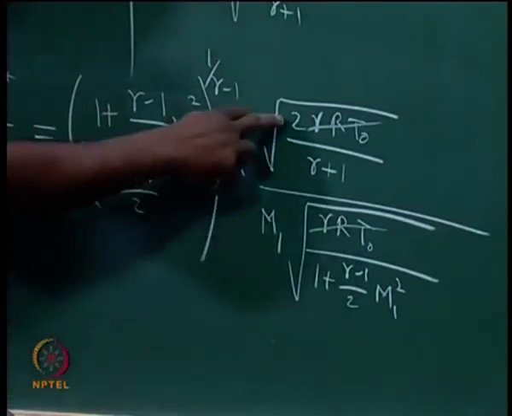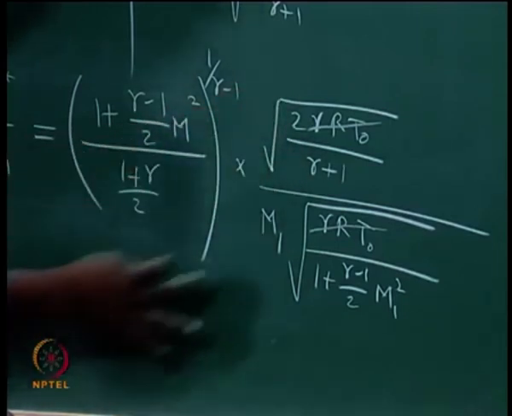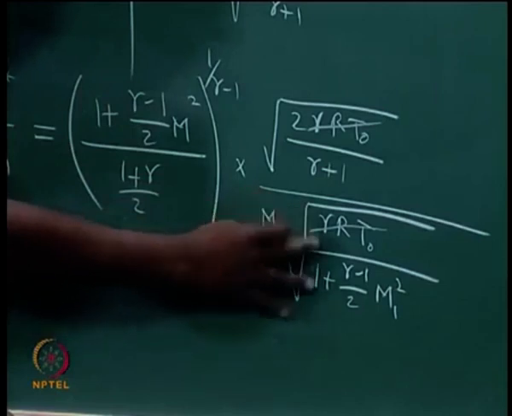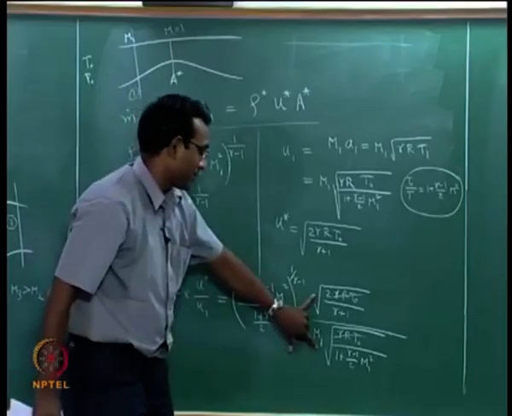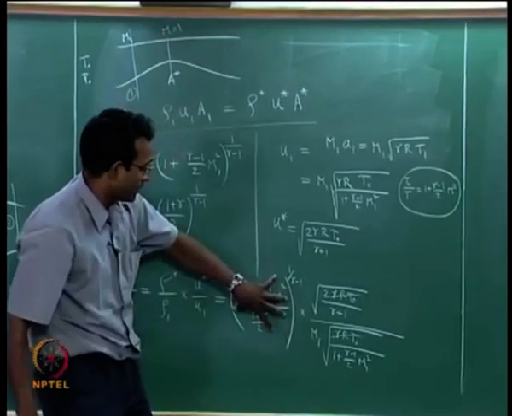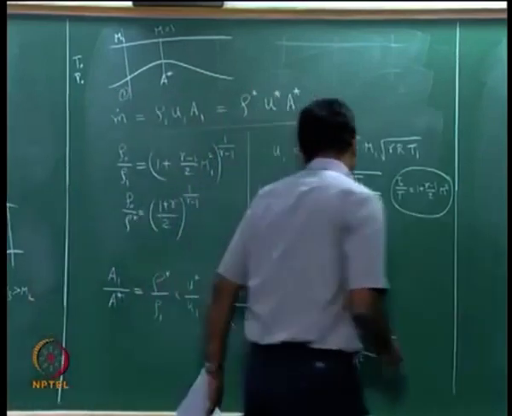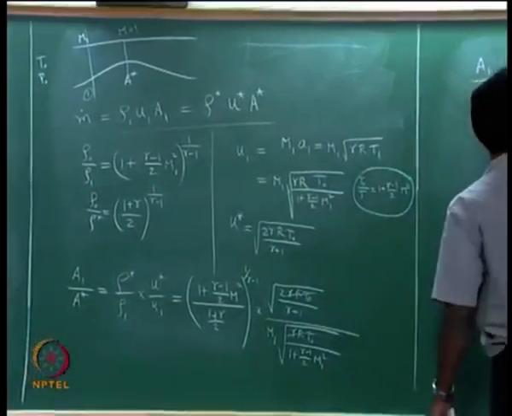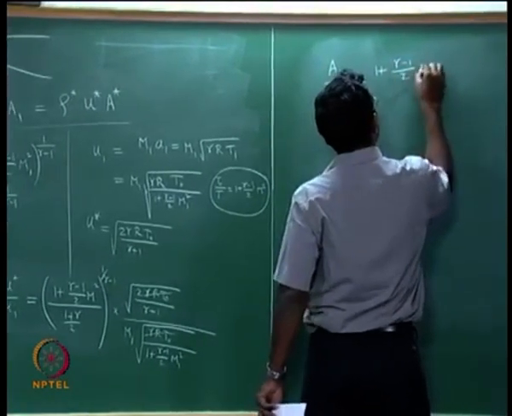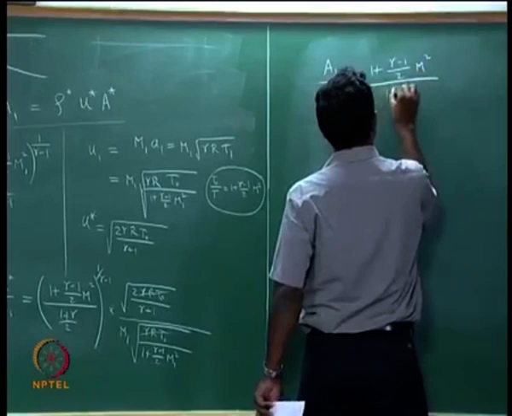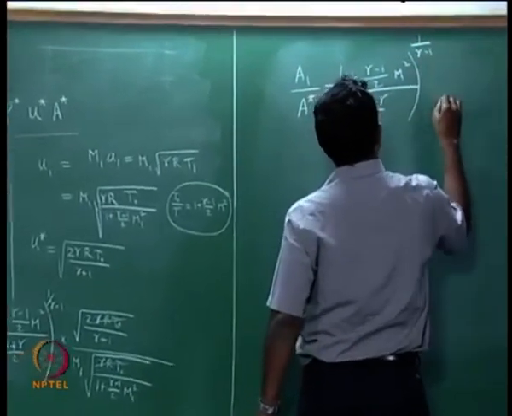If I look at here, it will be the reciprocal of this in the numerator, and here the reciprocal of this in the denominator with a square root here. I can rewrite this expression as this whole thing to the power half. That is what will happen here. I will write it like this: 1 plus gamma minus 1 by 2 m square by 1 plus gamma by 2 to the power 1 by gamma minus 1.